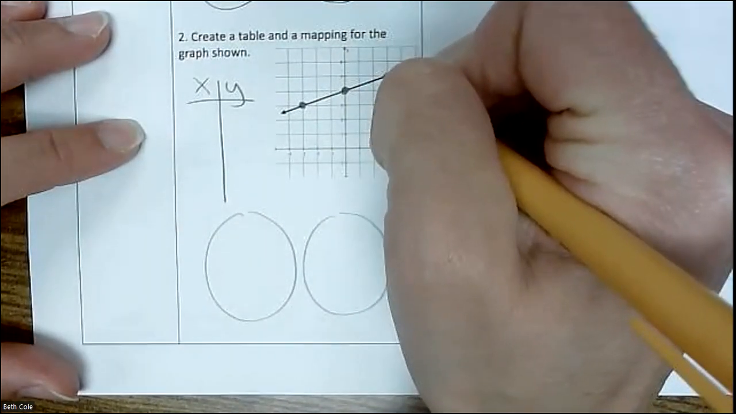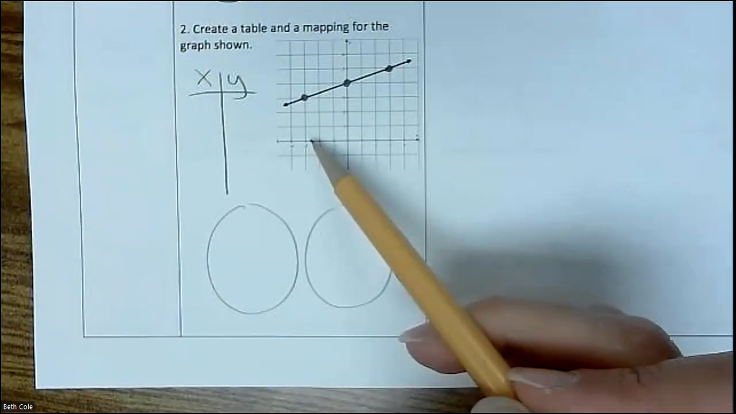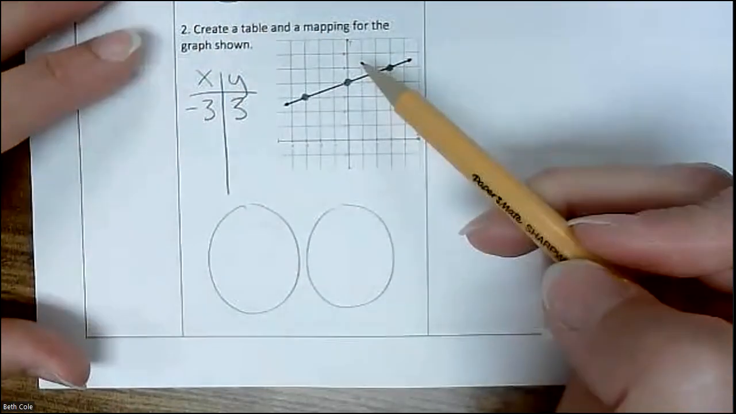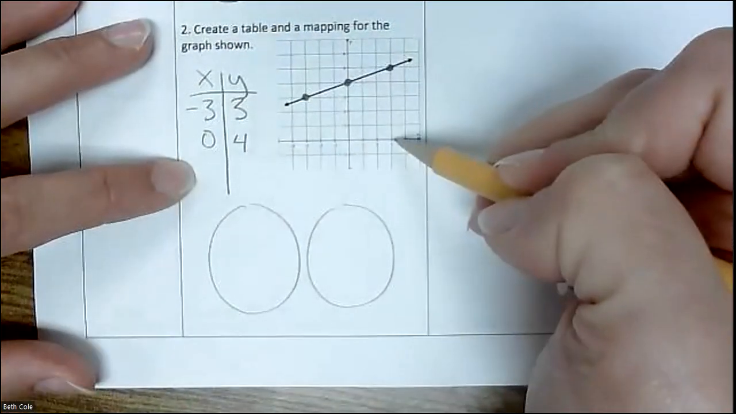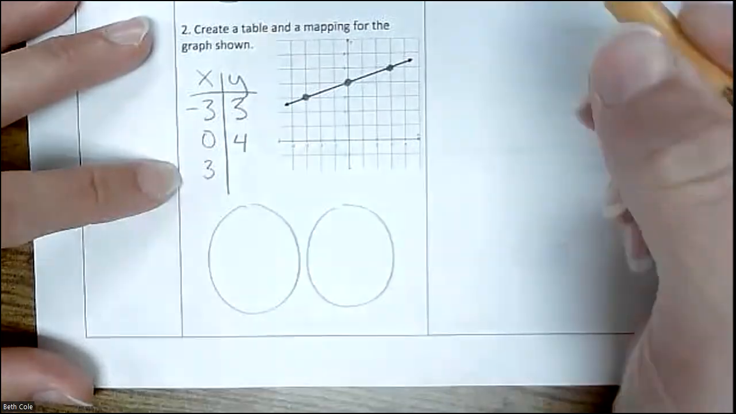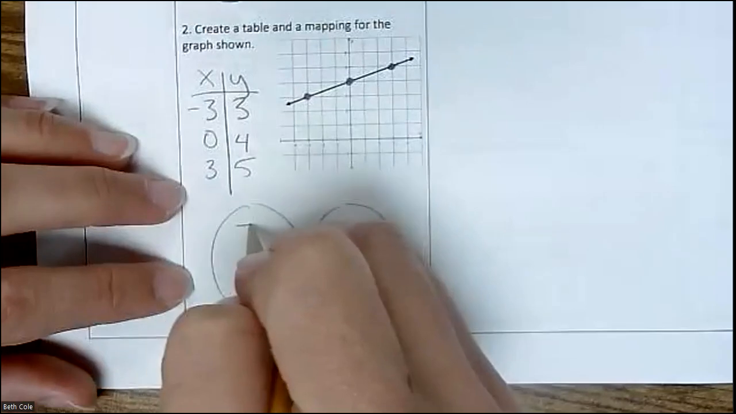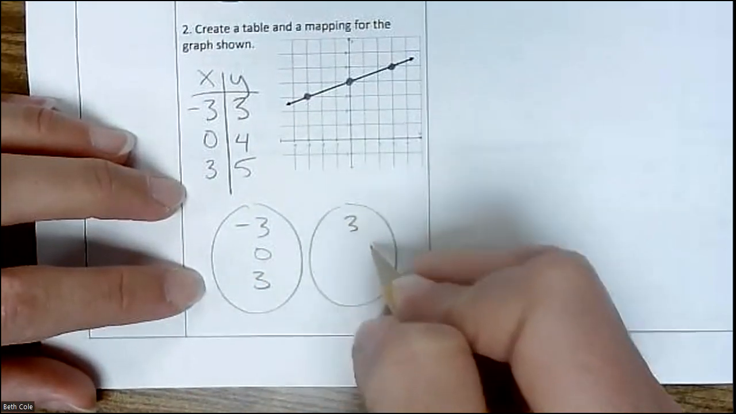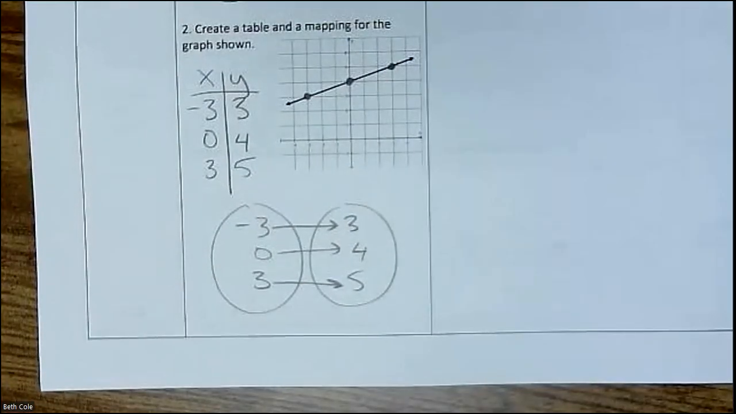Can anyone tell me what these coordinates are though? Like what's this first one? Because you have to figure it out yourself. Good. -3, 3. So I'm going to put that on my table. Anybody else tell me the second one? Yep. 0, 4. Good job. And then the last one, 3, is it 5 or 5? Good. None of those repeat. So basically you're just going to put them in here in your mapping and draw your arrows. That's all that is. So it's just practice doing all the different ways you can represent a relation.